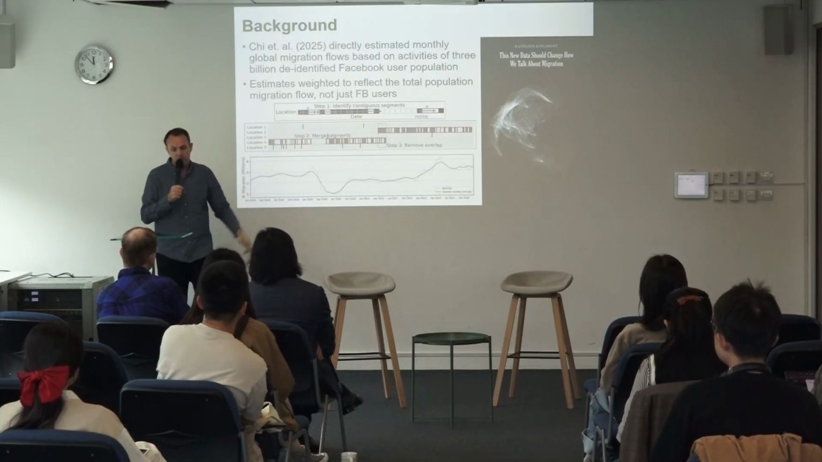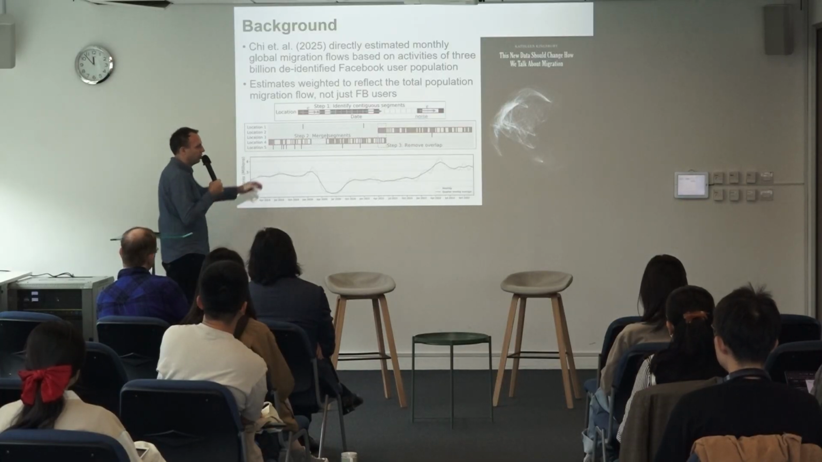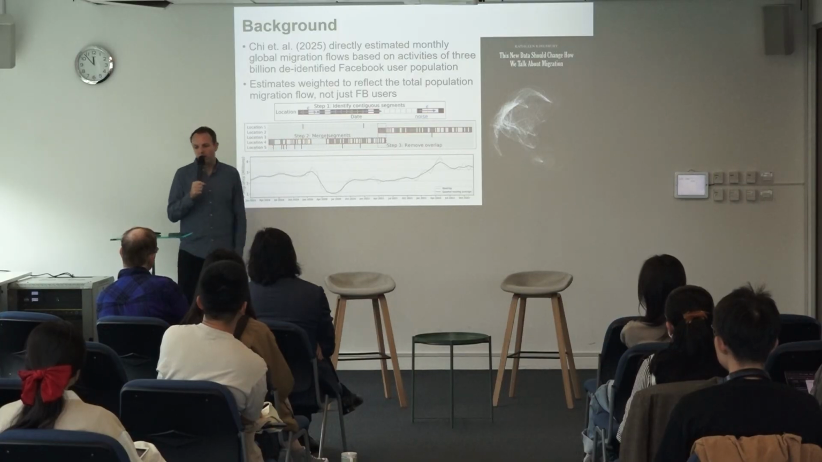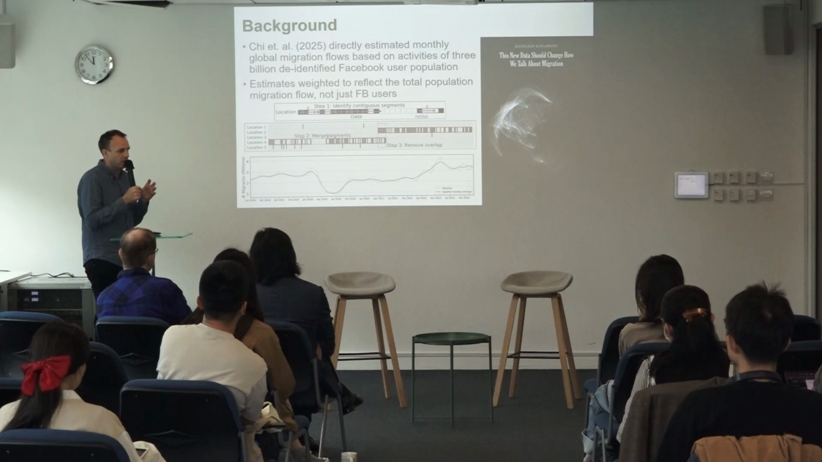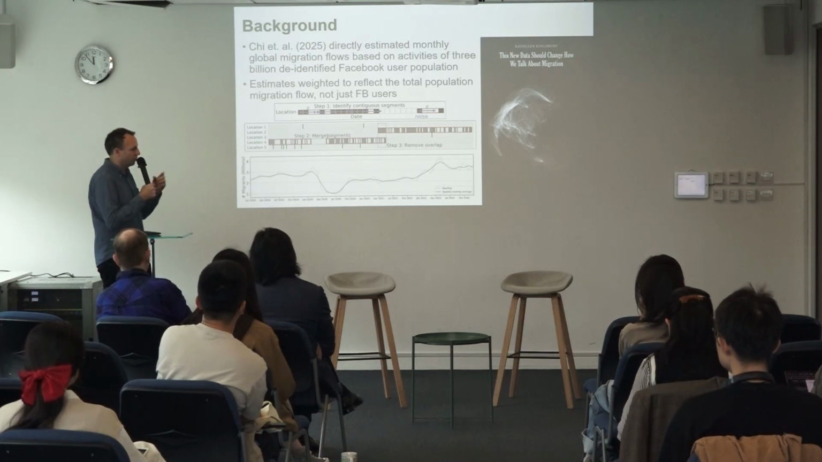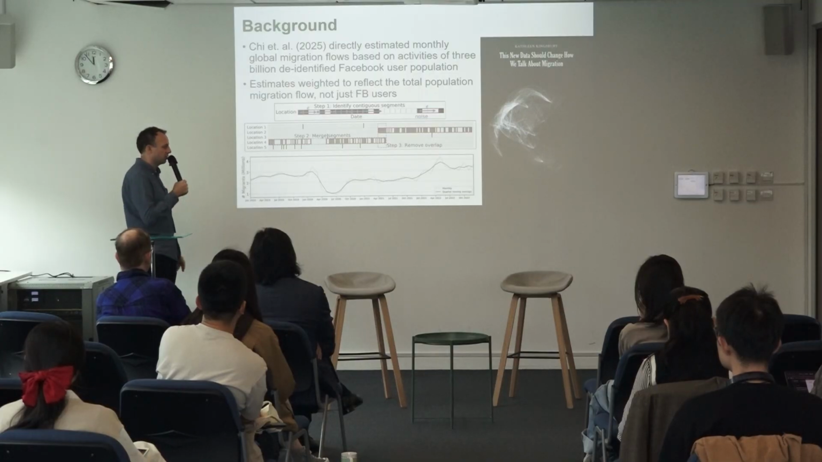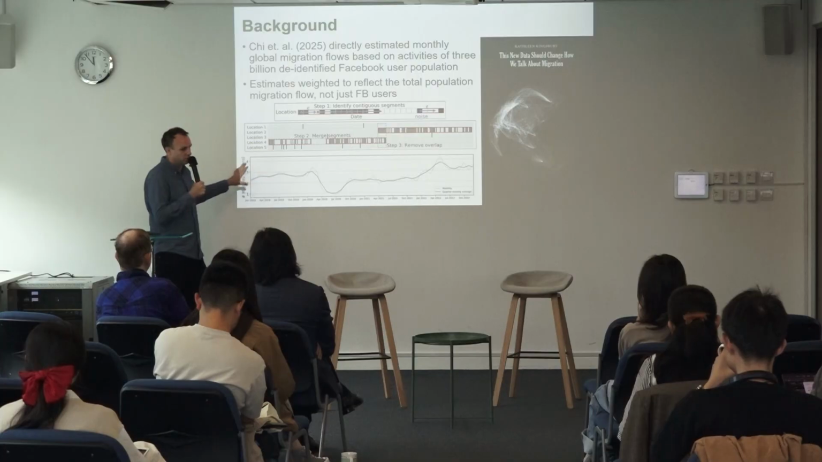Have they switched country? And so we tried to design an algorithm that matched the definition of the UN, which is that you change your usual place of residence. It might be over a 12-month period. So you spend the majority of the time over a 12-month period in a different country from the previous 12 months. And so with that, we were able to get this estimate of the global migration flows monthly.